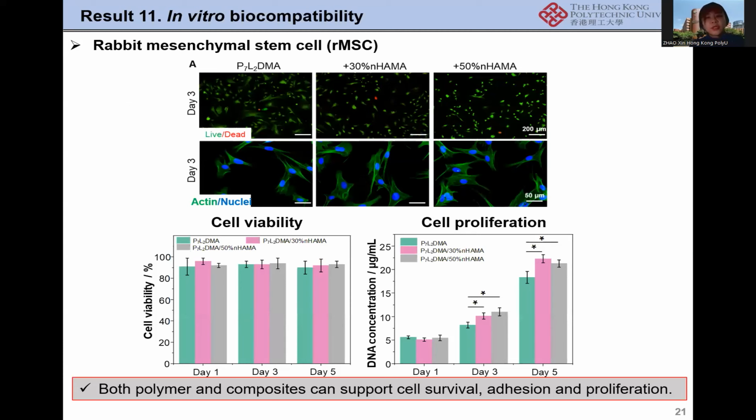And then we examine the biocompatibility of the materials. These are mesenchymal stem cells seeded on top of the materials, and we can see the green dots represent the living cells, and the red dots represent the dead cells. We can see that most of the cells on top of the materials are alive, and they can adhere and spread well on top of the materials. And also the materials can support the proliferation of the cells seeded on top.